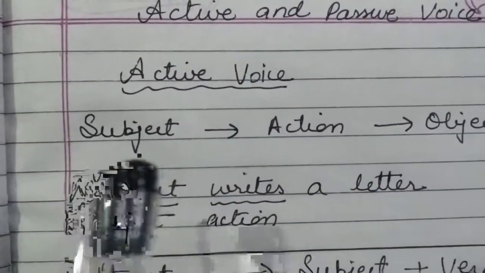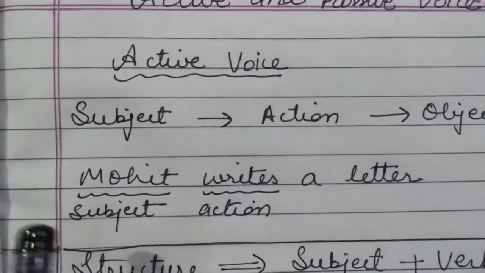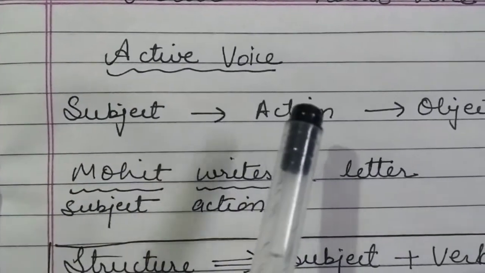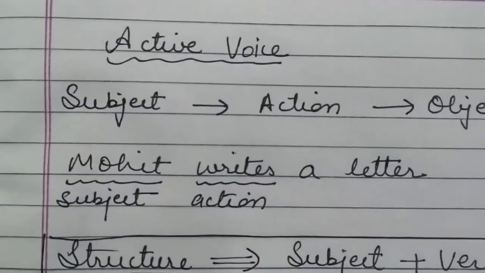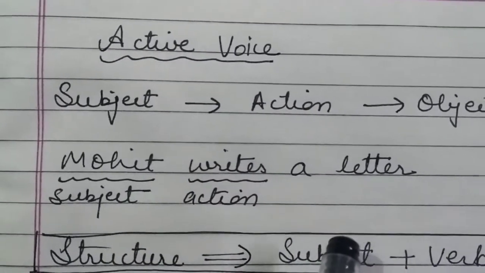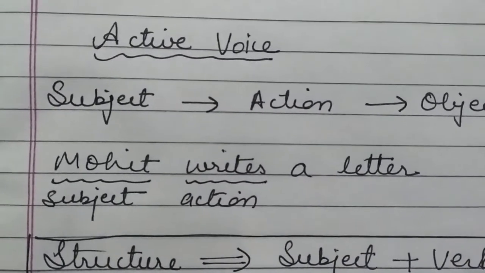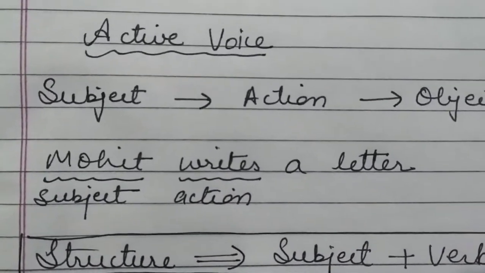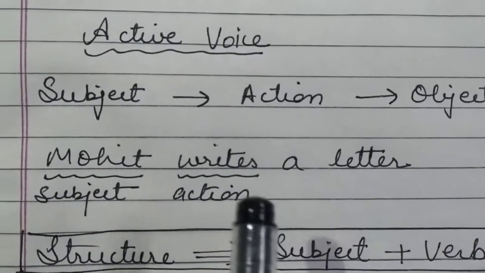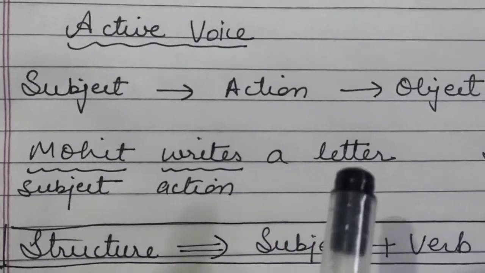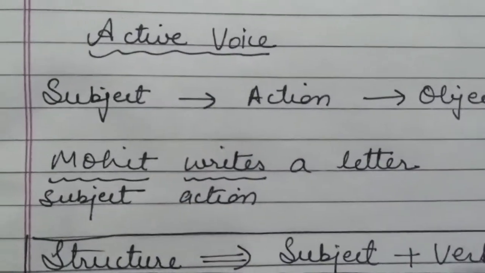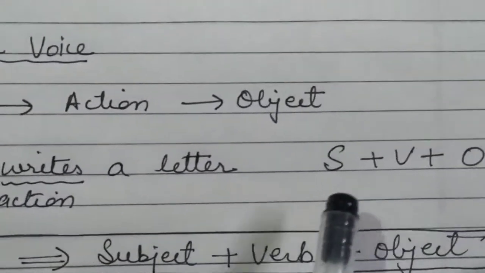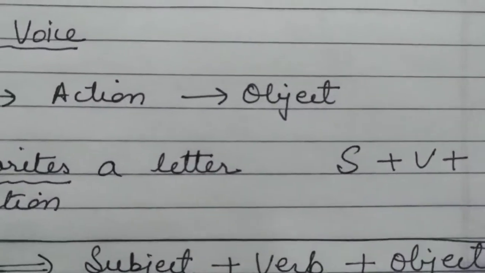Now see what an active voice is. In active voice, children, the subject performs the action and the object receives the action. Like Mohit writes a letter, okay? So when I say Mohit writes a letter, Mohit is the subject, and what is the action? It's writes, and who is at the receiving end? It's the letter. And so in active sentences, the sentence structure is straightforward: subject plus verb plus object.